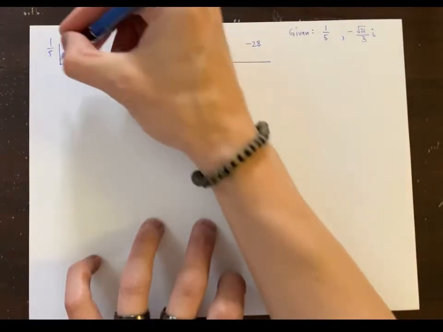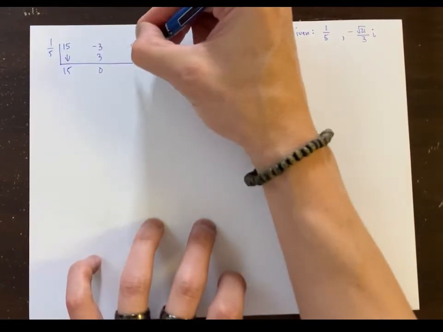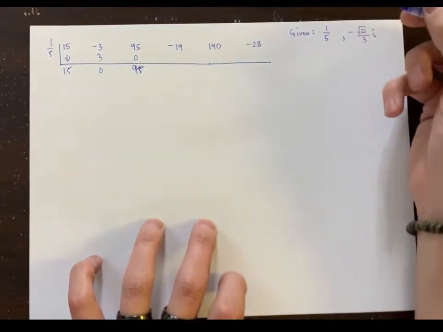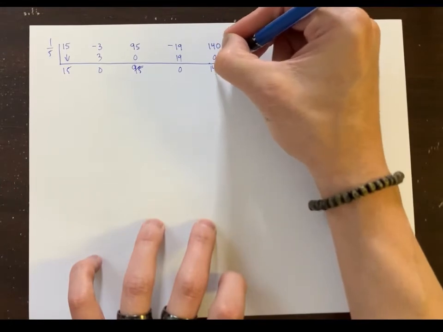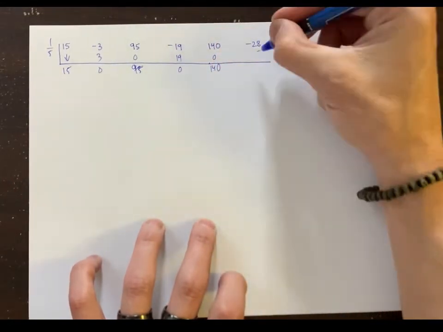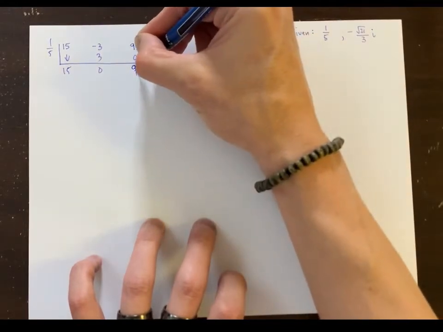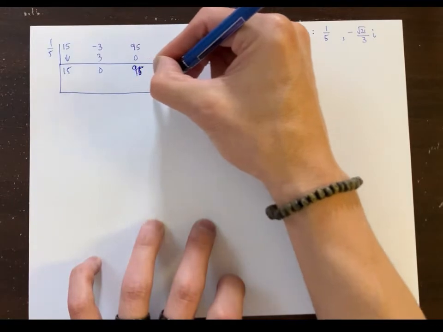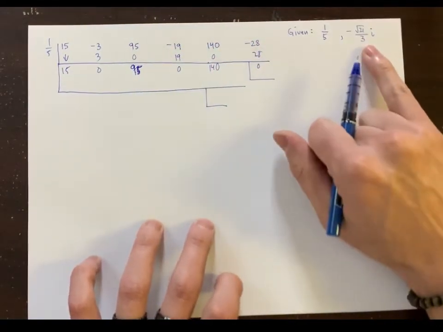Leave that there. So that'll be 15, and that'll be 3, 0, 0, 1, 5. That'll be 95 rather, 95. And this will be 19, 0, 0, 140, 28, and then the remainder is going to be 0. So that's a 95 there. There it is. And now let's continue with synthetic division. And this is going to be my new remainder. And now we're going to plug this guy in here.